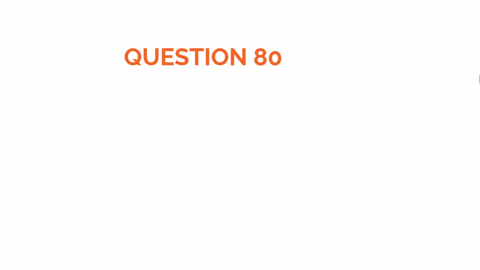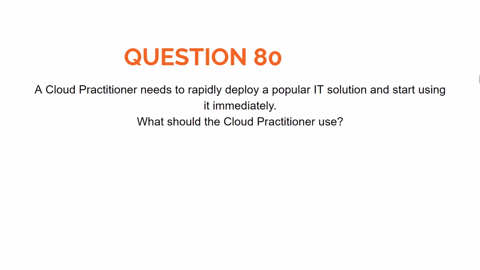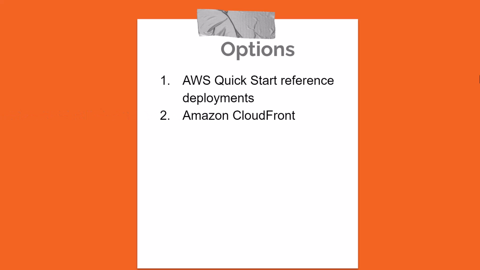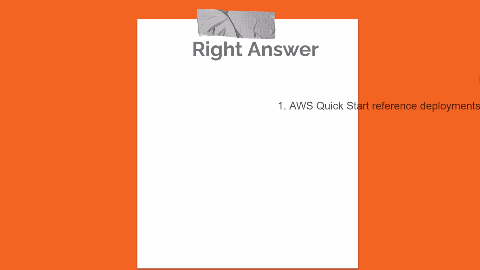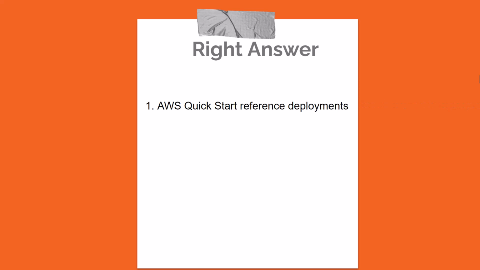Question 80. A cloud practitioner needs to rapidly deploy a popular IT solution and start using it immediately. What should the cloud practitioner use? Options. Option 1. AWS Quick Start Reference Deployments. Option 2. Amazon CloudFront. Option 3. AWS Well-Architected Framework Documentation. Option 4. AWS Elastic Beanstalk. Correct answer is Option 1. AWS Quick Start Reference Deployments.